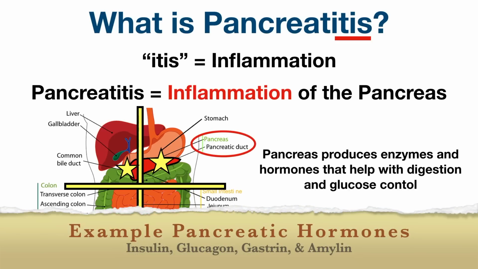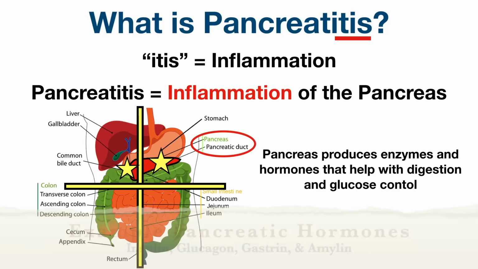We also said the pancreas produces hormones. Examples include insulin, glucagon, gastrin, and amylin. Pancreatic hormones are released into the bloodstream to aid in glucose control and digestion.